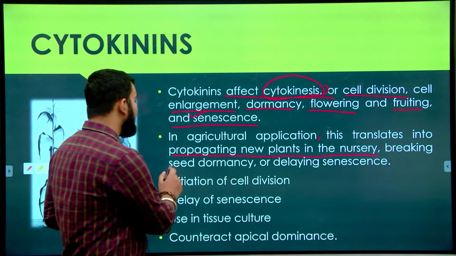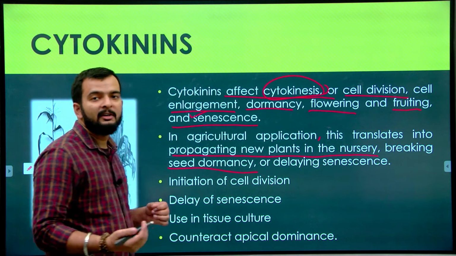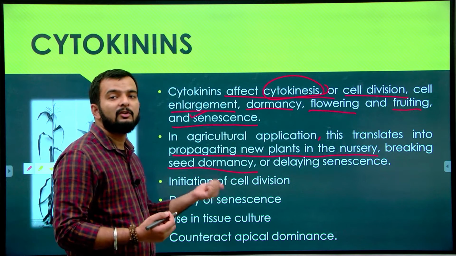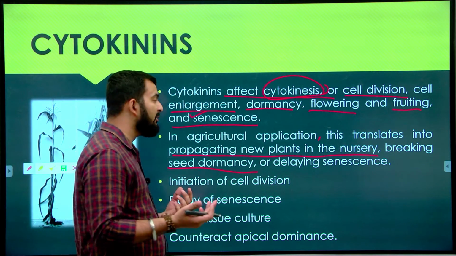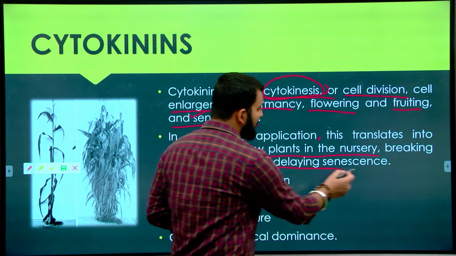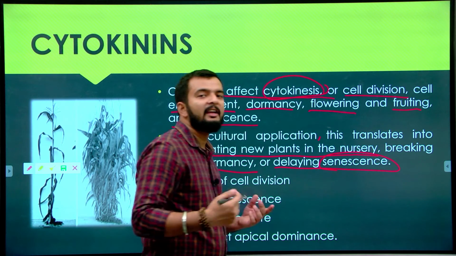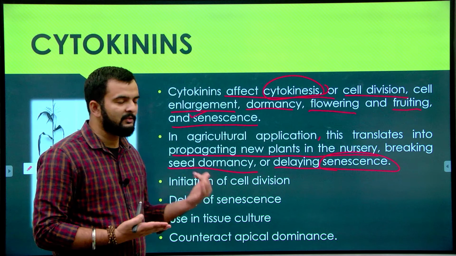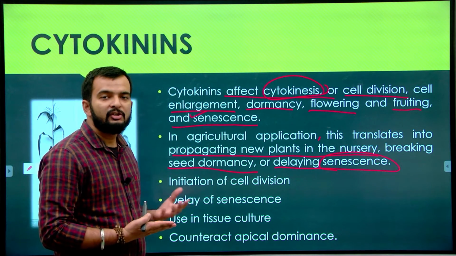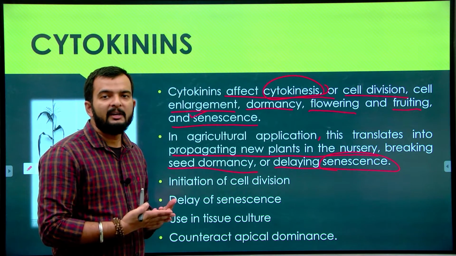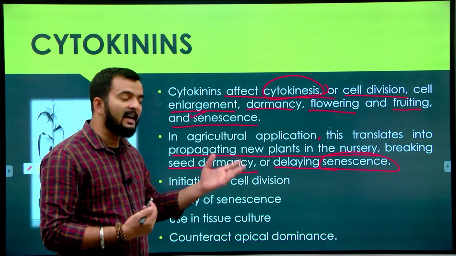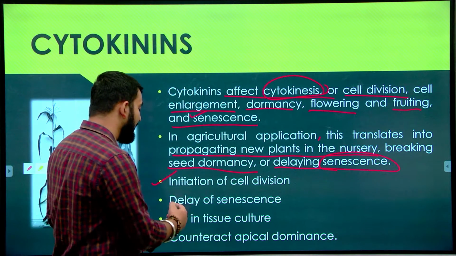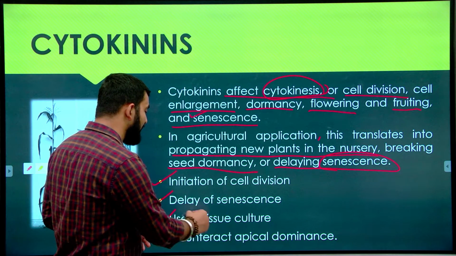Okay. Breaking seed dormancy, if your seeds are dormant, they are not growing, so with the application of this cytokinin, your seeds will start to germinate. And delaying senescence, so senescence is delayed in case of fruits, your fruits will spoil later as well as plants also. With the application of cytokinins, fruits or your plants will start to senesce or die out at a later stage. Then initiation of cell division, delay of senescence using tissue culture.